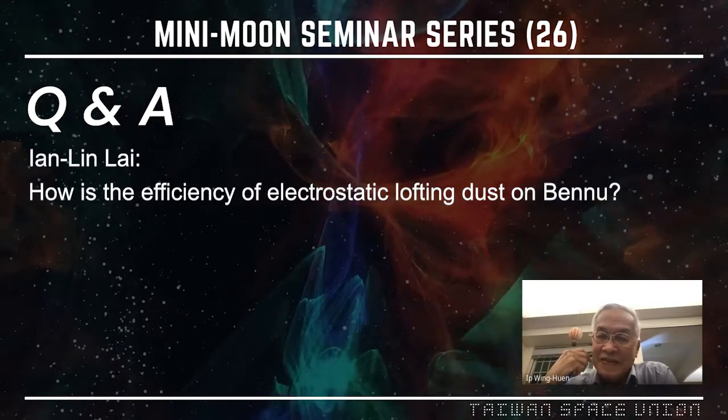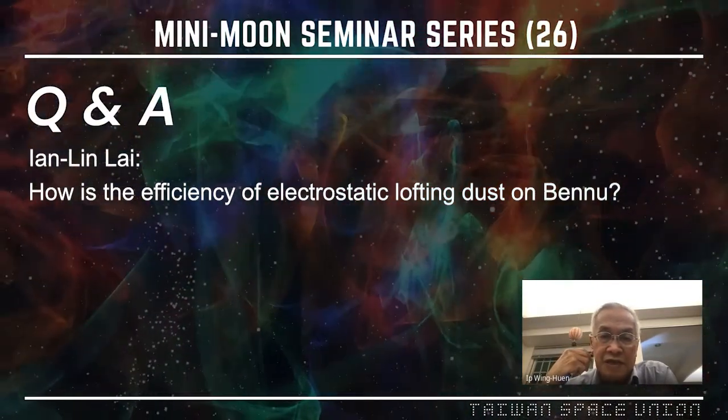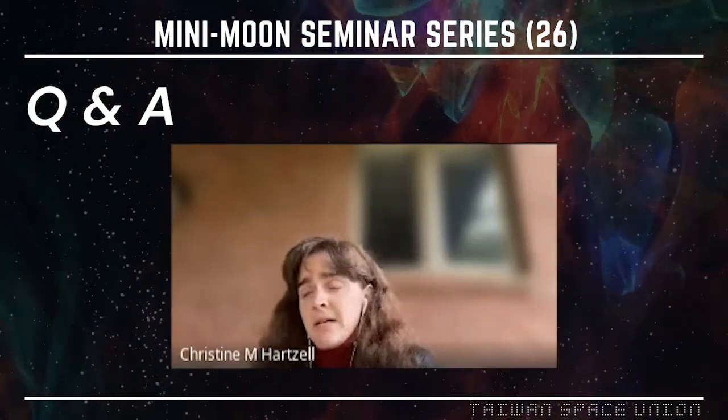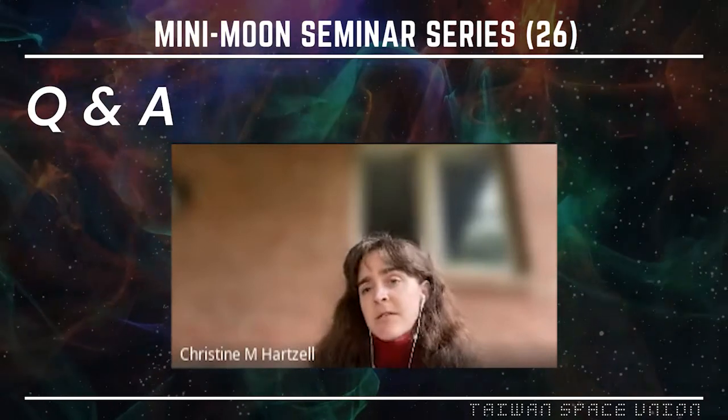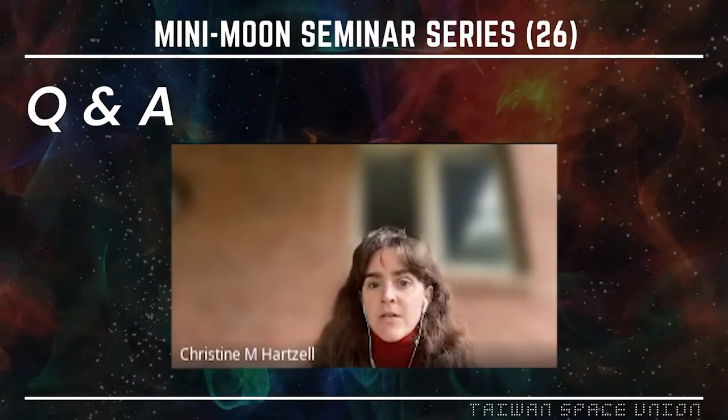Right. There's another question by Ian Lai. His question basically is what is the efficiency of the electrostatic lofting of the dust? I'm not sure. There has been some work that has tried to predict how effective electrostatic lofting would be as a loss mechanism on asteroids. So perhaps this mechanism could explain why we don't see many small particles on Itokawa, but we do see many small particles on Eros.